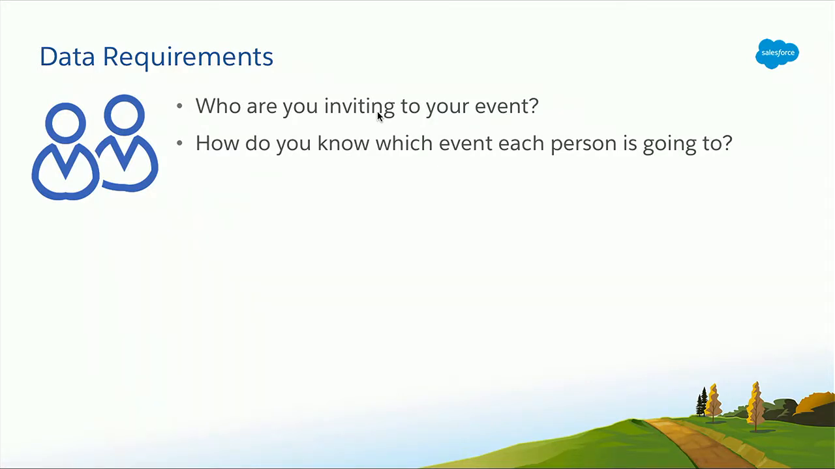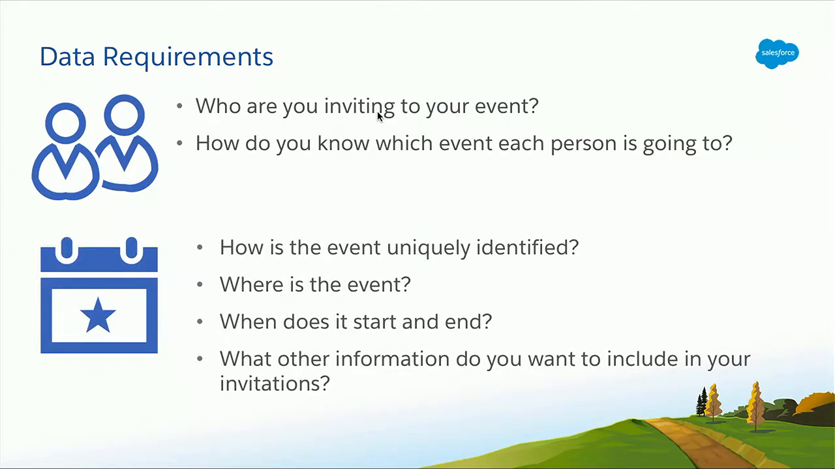And if you have lots of events going on, how do you know which event each person is going to go to? So secondly, we need to know things about the event as well. How is each event going to be uniquely identified? And then you have to have other information that you would expect in a standard calendar invite, like the location, the event date, the start and end time, and of course, an event name.